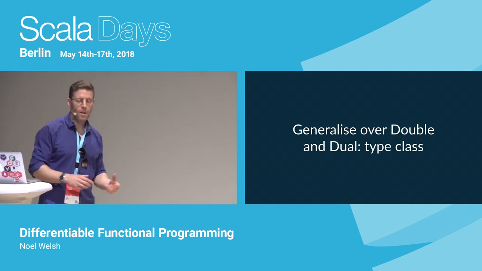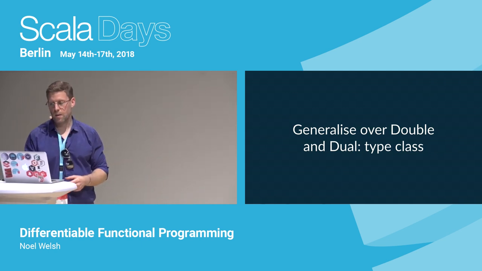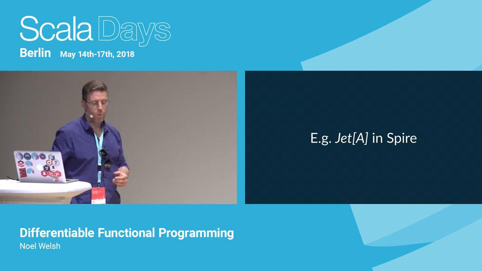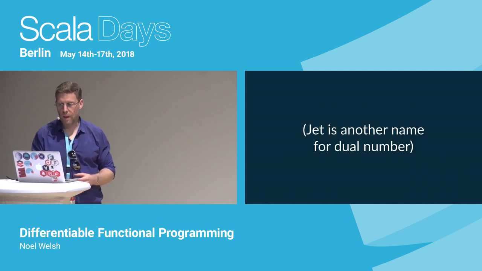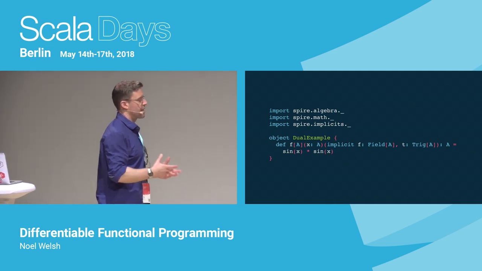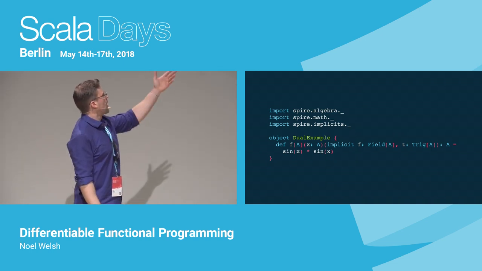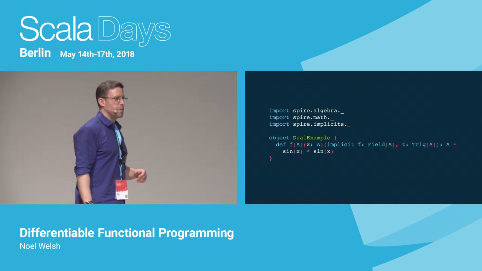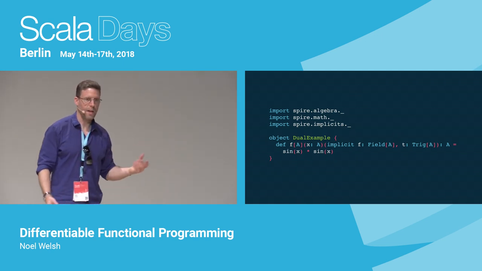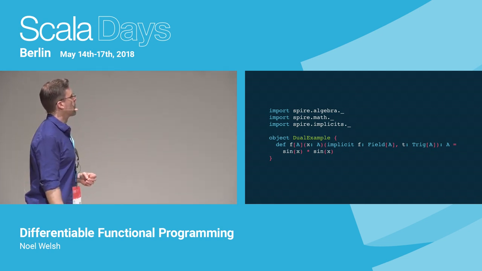One of the nice things we can do in Scala is we can generalize over functions using doubles and using dual numbers. We can just define a few type classes for these. So an example in the Spire library, you have this Jet, it's called Jet, I'm not sure why, but it's just another name for dual number. And then you can define something like this. A method in this case, because we don't have implicit functions yet. And then we have a few type classes from Spire defining operations. So Trig is the trigonometric operation, the sine, and Field is giving us the multiplication.